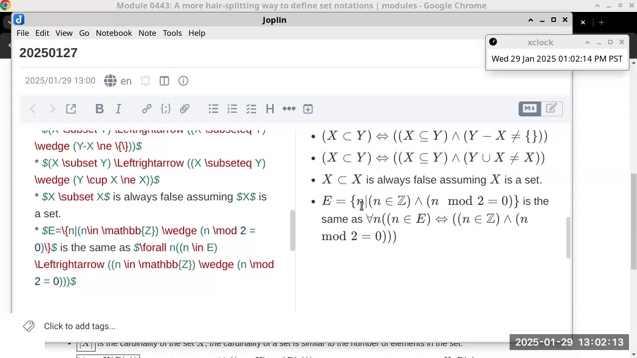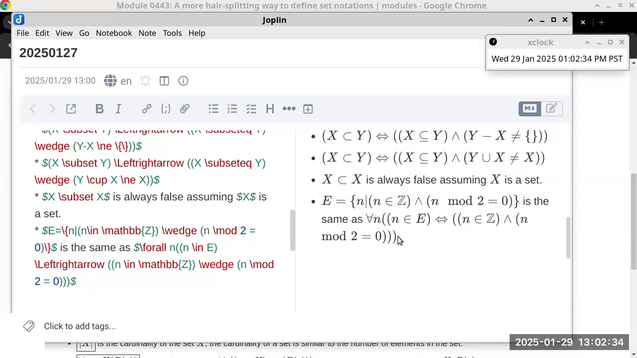The notation here, this part here, is more common. People tend to use that notation. But what that really means is the same thing as the notation that is described below using the universal quantifier. So is that okay?